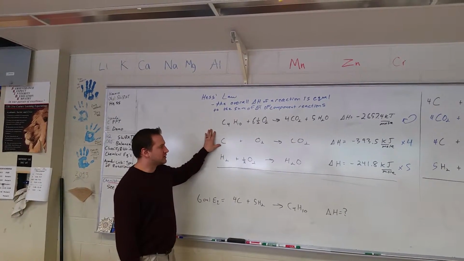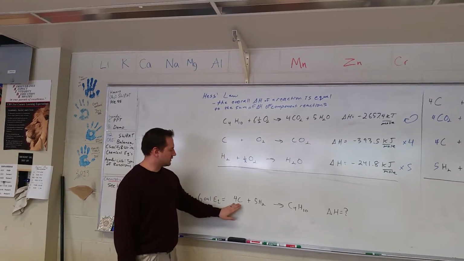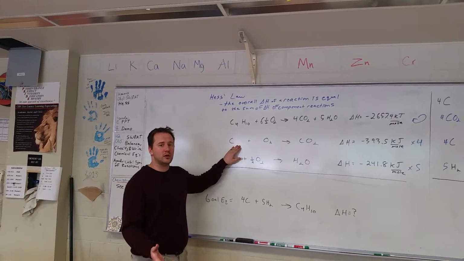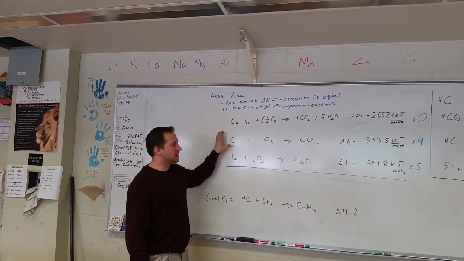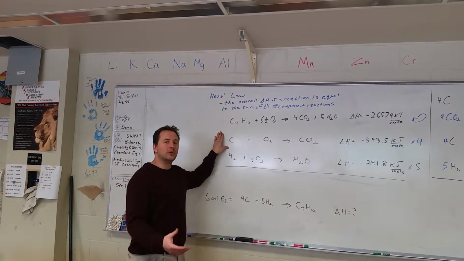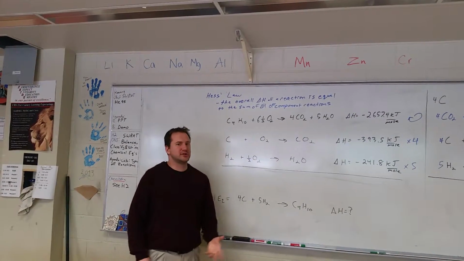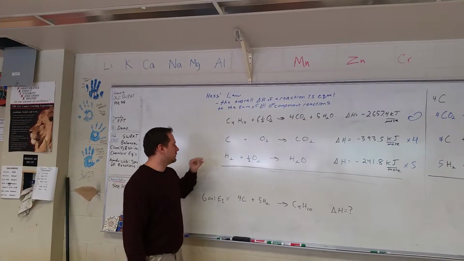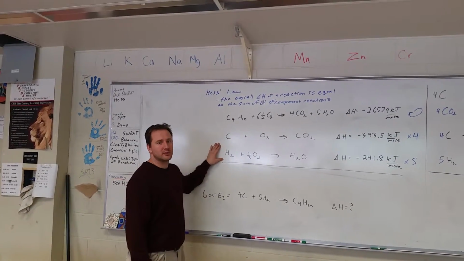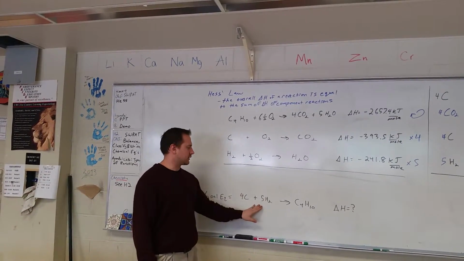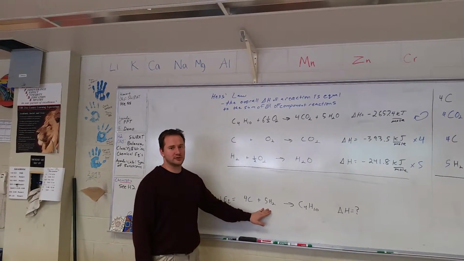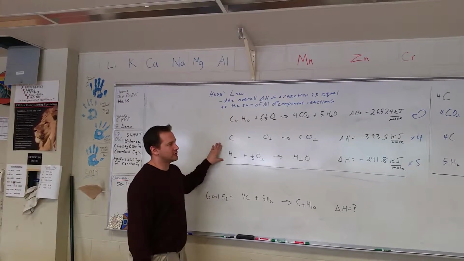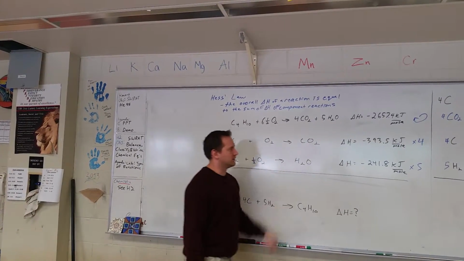Looking at the next two equations, you can see that in our goal equation we have 4 carbons reacting. In the equation we're given we only have 1. So what we'd want to do here is multiply this whole equation by 4, and when we do that we have to multiply the enthalpy change by 4 as well. And similarly, the hydrogen, there's only 1 hydrogen appearing in the equation we're given, and in our goal equation we have 5 hydrogen molecules. So in order to get an appropriate delta H, we have to multiply this whole equation by 5 as well as the enthalpy.